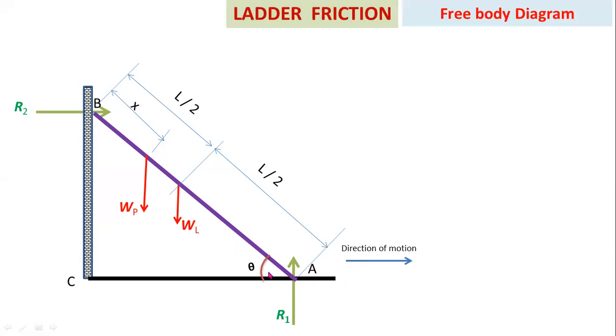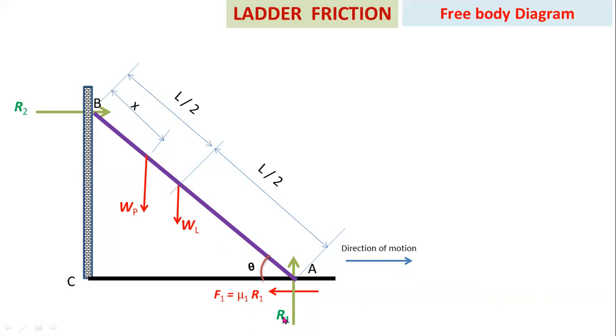When this ladder moves downward, then the direction of motion of the lower end is like this, so you have to consider opposite frictional force. You have to consider horizontal frictional force in the left side direction. Always, frictional force is opposite to the direction of motion. So you have to consider opposite frictional force.